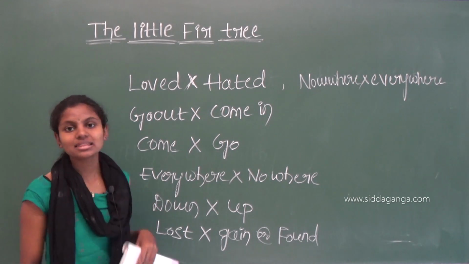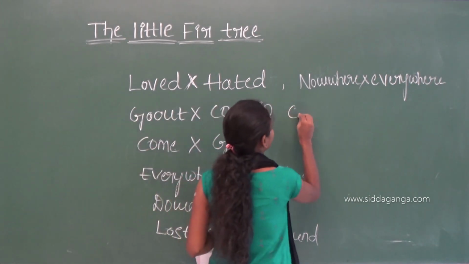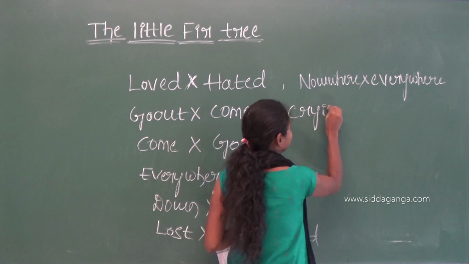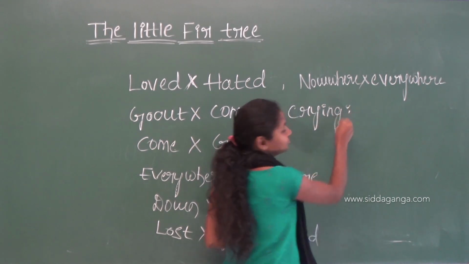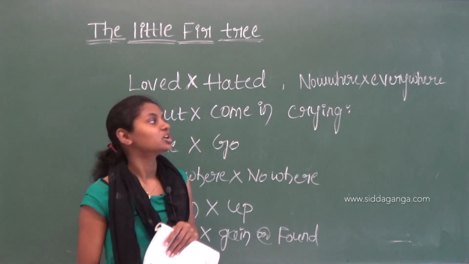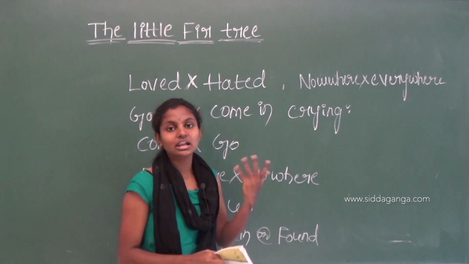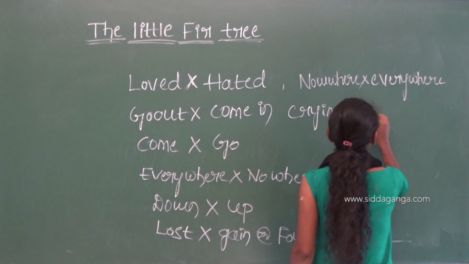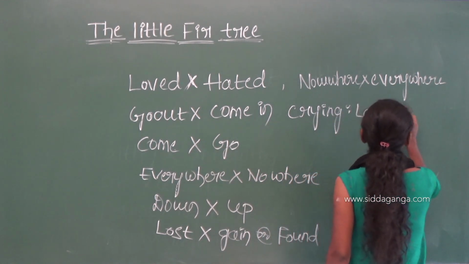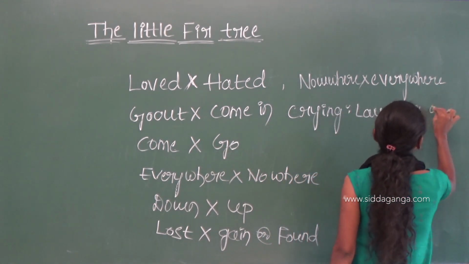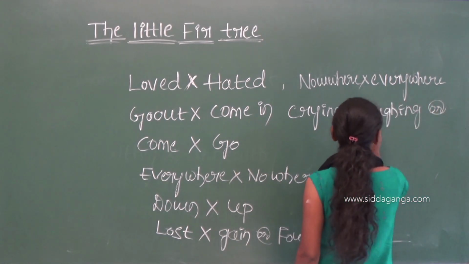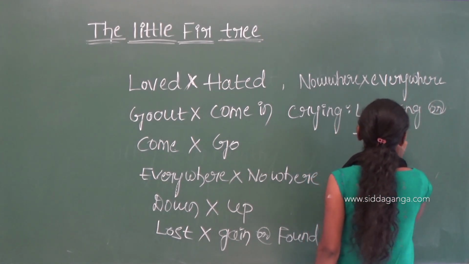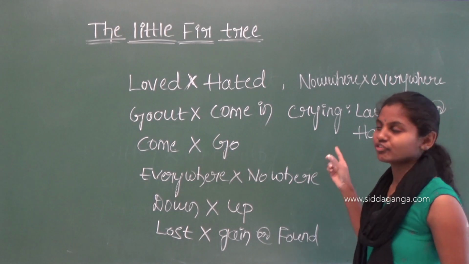Next, Rita was crying when she reached home. So the word is crying. The opposite word for crying is laughing or happy. Okay, this is the opposite word for crying.